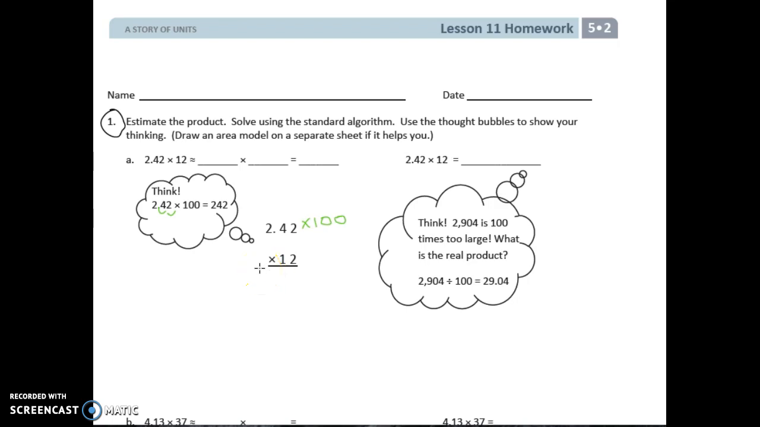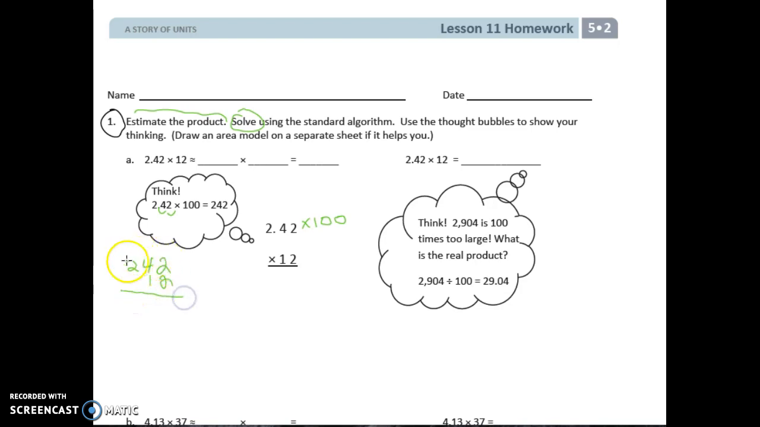So let's start. The first thing to do is estimate the product and then solve using the standard algorithm. It says use the thought bubbles to show your thinking. Draw an area model on a separate sheet if that helps you. So when we start with this, if I multiply it times 100, I know it's simply 242, because I moved the decimal place, times 12.